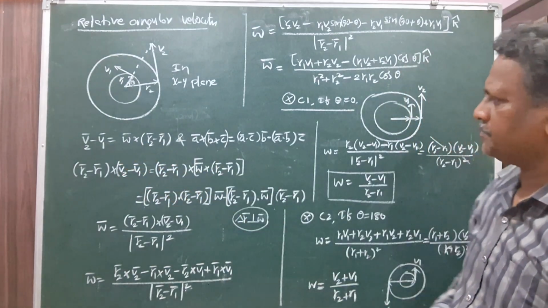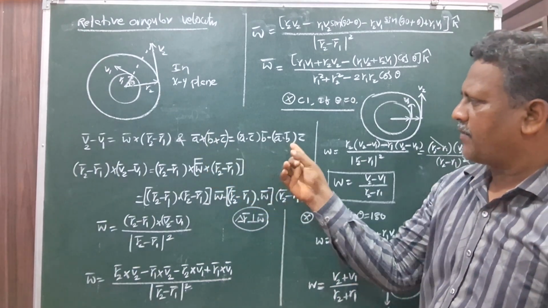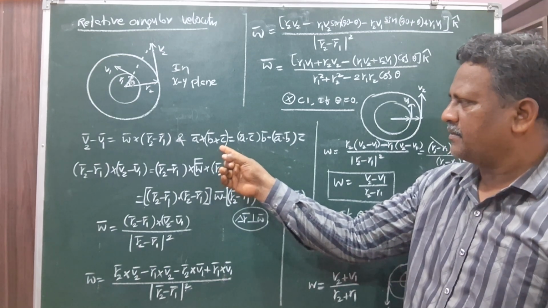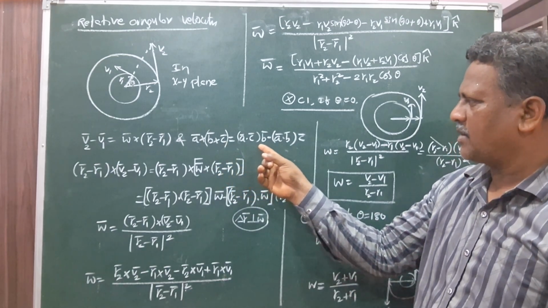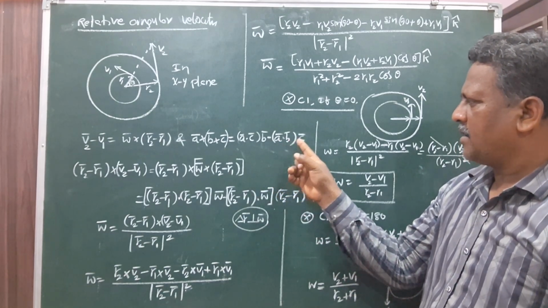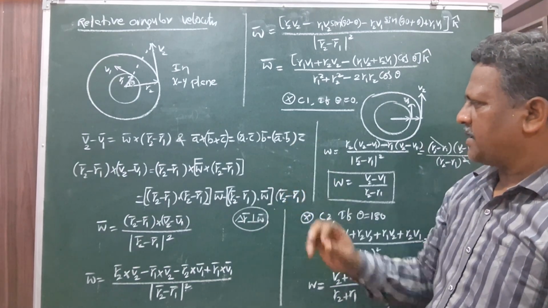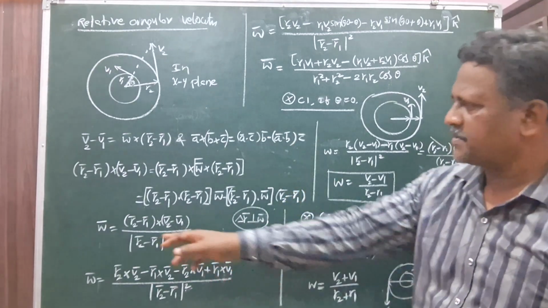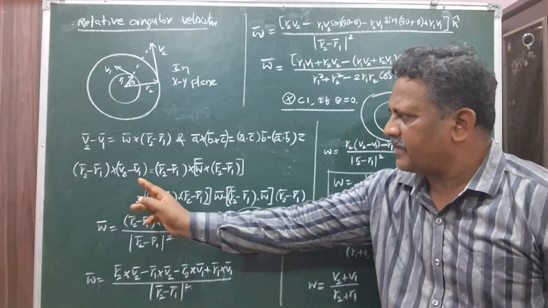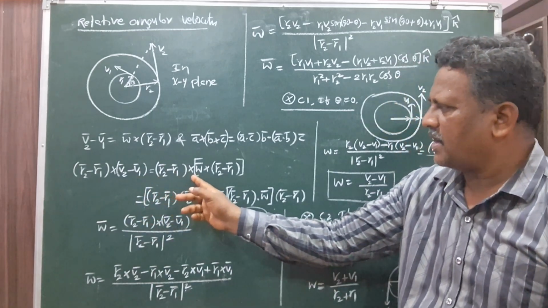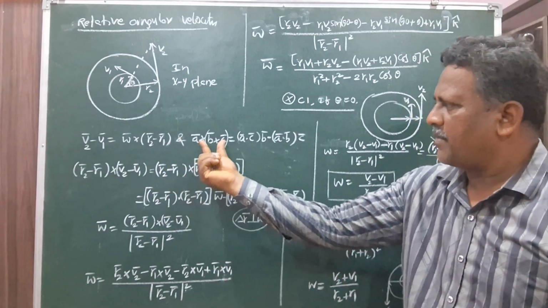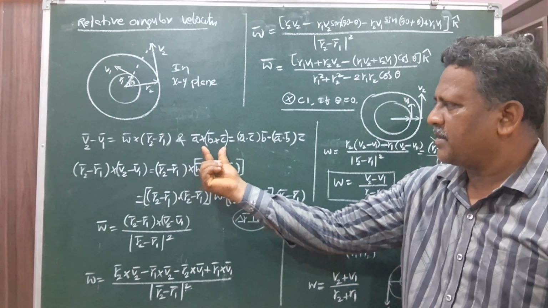Once again, one more formula from the vector triple product: a bar cross b bar cross c bar is equal to (a dot c) b bar minus (a dot b) c bar. So if you substitute, r2 minus r1 cross v2 bar minus v1 bar, in place of v2 minus v1 we substitute this value, and it is in the form of a bar cross b bar cross c bar.